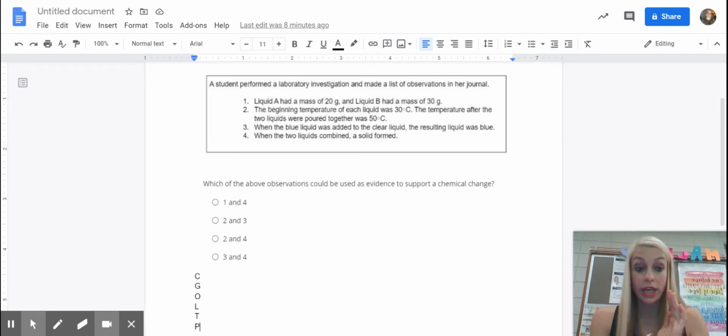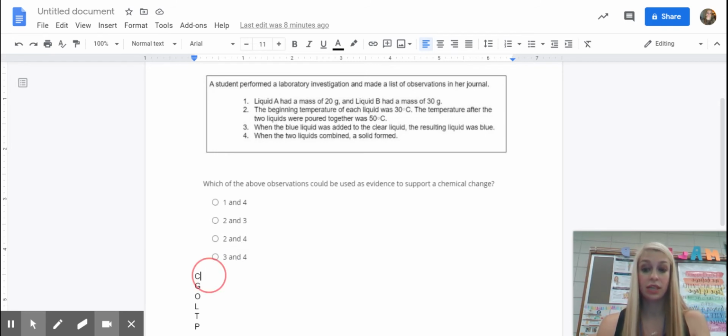So I need to know which observations are a chemical change. Down here, I typed my abbreviation for City Girls Only Love Their Phones. I would honestly write this. If I was taking a test, I would be writing on paper on the side of my test. I could have scratch paper with me, and I would write this 4 times, once for each piece of evidence. So evidence number 1: liquid A has a mass of 20 grams, liquid B has a mass of 30 grams. Okay, cool. I know their masses.